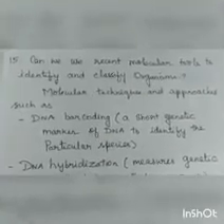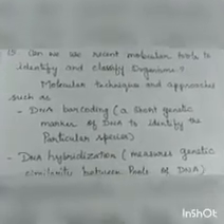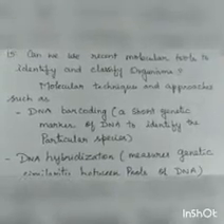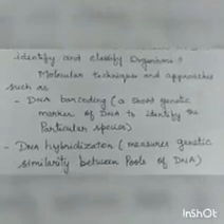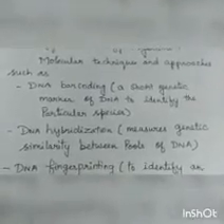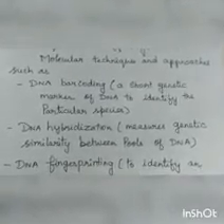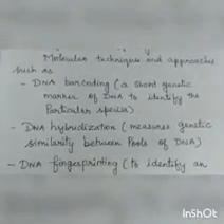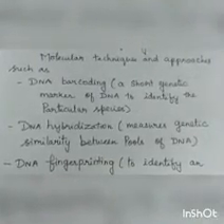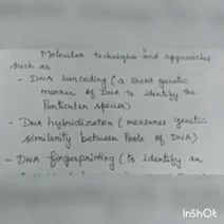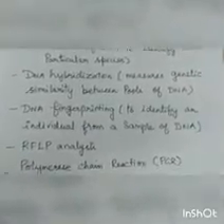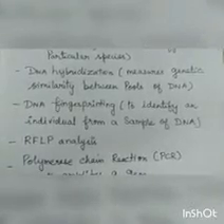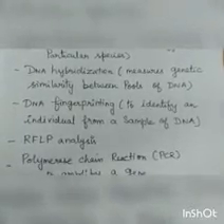DNA barcoding, a short genetic marker of DNA to identify the particular species. To identifying a particular species, a short genetic marker means a small piece of genes is able to identify the particular species. Second one is the DNA hybridization. So it measures the genetic similarity between pools of DNA. Pools means what? It's a group of DNA. நிறைய groups of DNA இல்ல, அதில் இருக்கக்கூடிய similarities we can able to find out with help of this DNA hybridization.